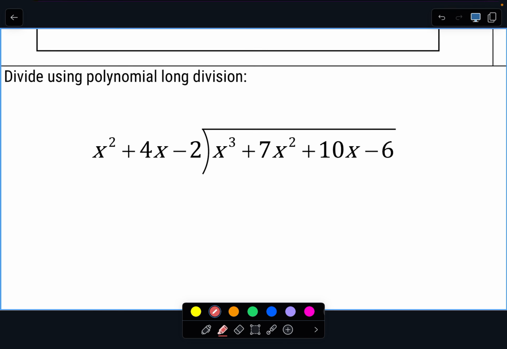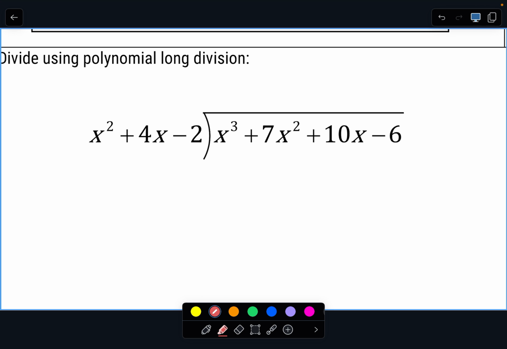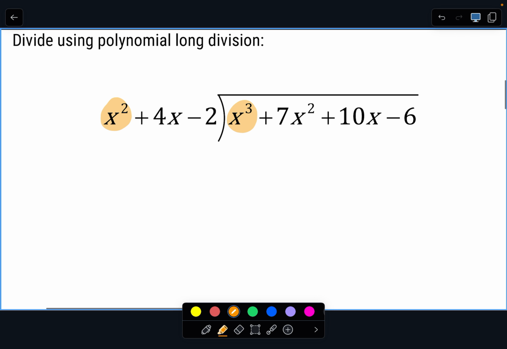So let's go in. Let's try it out. I promise it looks harder than it actually is. As long as you know how to divide numbers, you should hopefully get this fairly easy. So what we're going to do is focus only on the first terms. That's all we care about for now. Because again, when you're doing it with numbers, you only care about the first numbers. So if I have x squared and I have to find something that I'm going to multiply x squared by to make x cubed, what would it be?